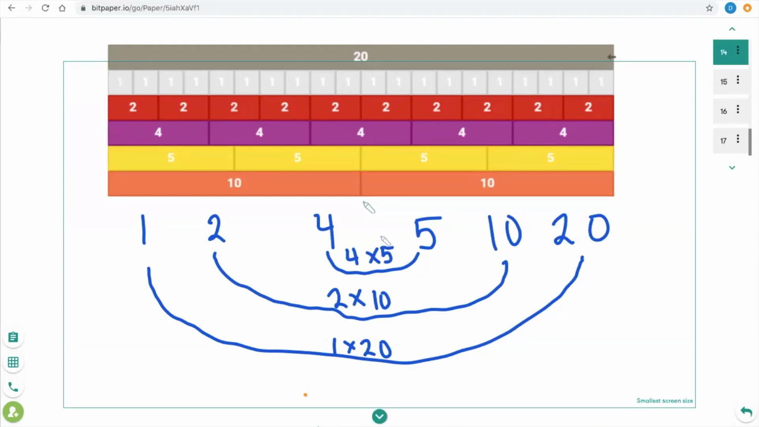So the easy way to know when we have found all of the factors is when we start to repeat. After I write down 4 times 5, the next factor is the same thing, 5 times 4. When I see those repeated numbers, I know that I have listed all of the factors. So these are the factors of a number.